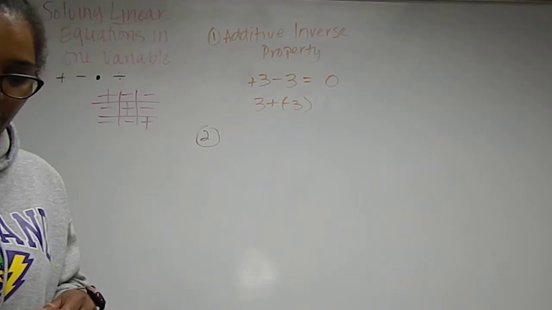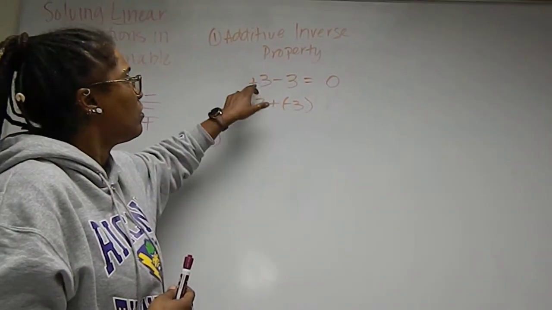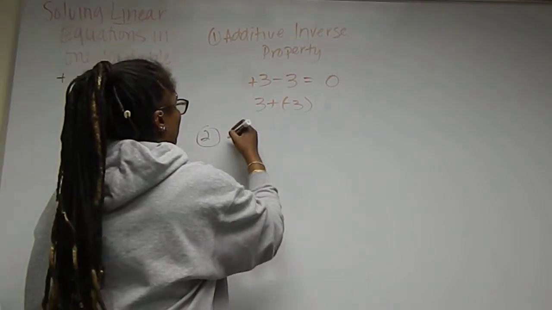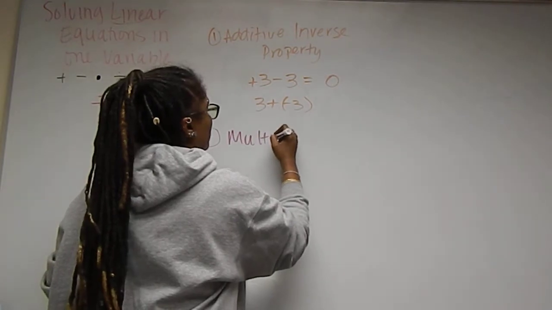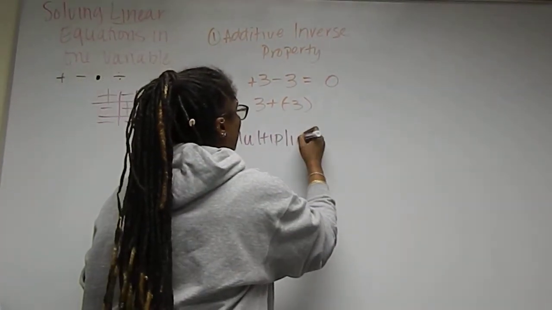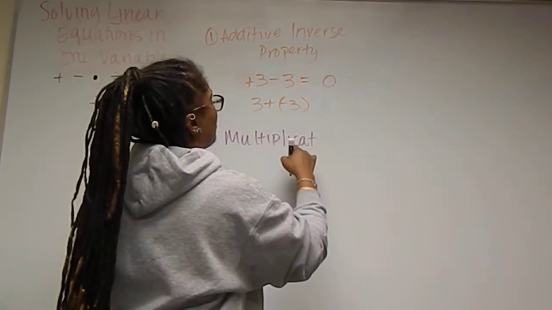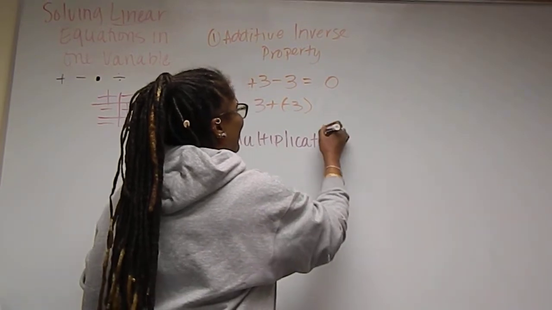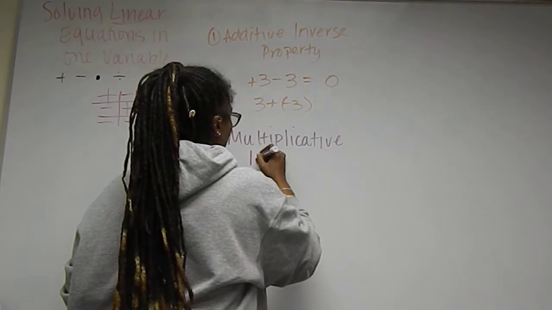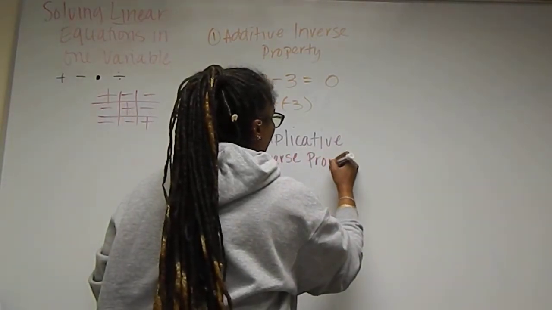So the additive inverse property has to deal with what? What operations did you use? Addition and subtraction. Okay? Then we have property 2, multiplicative. Is it multiplicative? Yes. Multiplicative, T-I-V-E. Multiplicative inverse property. Okay, multiplicative inverse property.